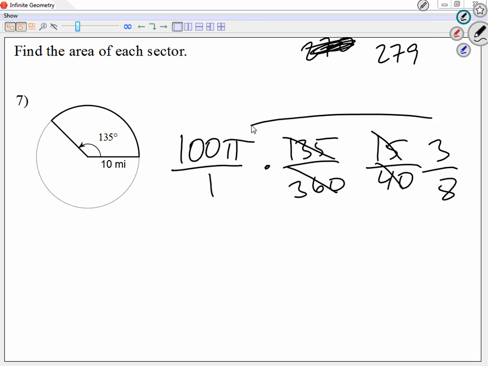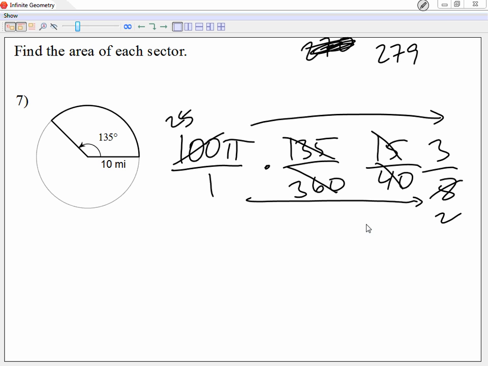I know here I multiply straight across. When I multiply fractions, I multiply straight across. So that's the only way you cannot simplify. So the 8 and the 100, we can simplify those as well. Let me divide each by 4. So 100 divided by 4 is 25. 8 divided by 4 is 2. Now when I multiply across, 25 times 3 is 75 pi. At the bottom, 1 times 2 is 2.